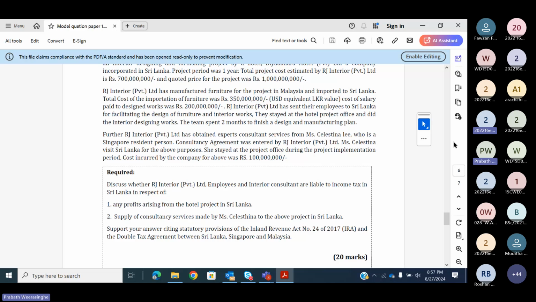But there is another exception, right? In the case of a permanent establishment, if you are making the payment, whether that particular non-resident person is liable or not in Sri Lanka. Yes, sir.